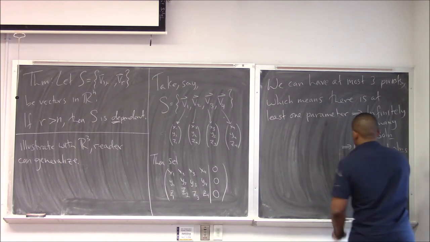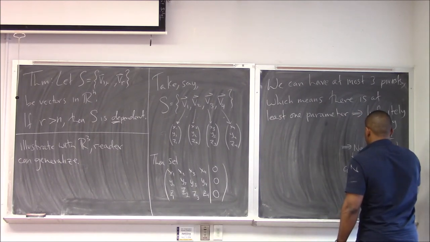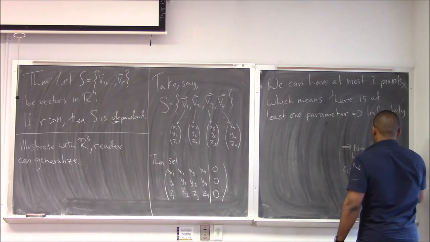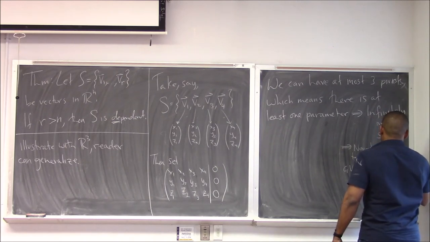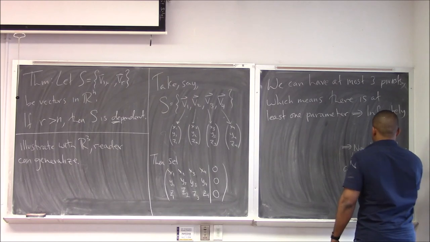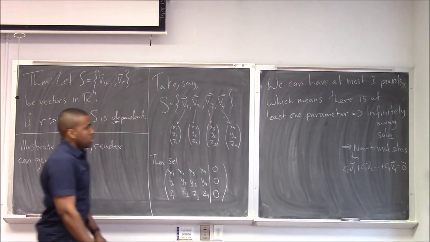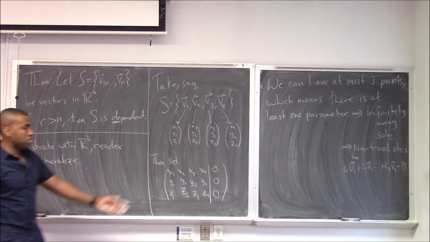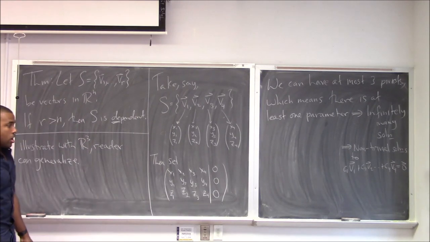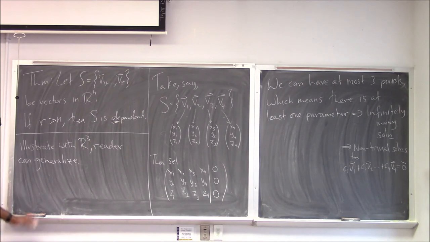So C1 V1 plus C2 V2 plus C3 V3 plus C4 V4 equals 0. So it turns out it'll be dependent. It doesn't matter what vectors you give me. If we're in R3 and you give me four vectors, it's not going to work out.